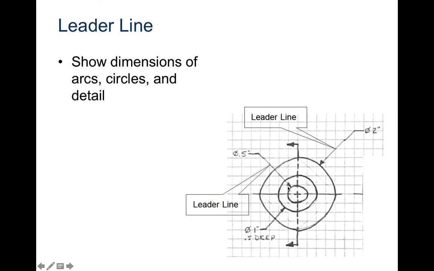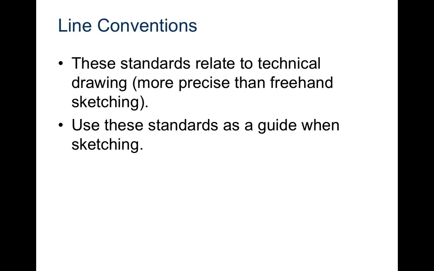So that is what a leader line does. It says, hey, this is the thing I'm pointing to. It's usually used with arcs, circles, little details, things that you want to point out. And these lines usually go at an angle, so they don't get confused with dimension lines or extension lines. These are conventions that all engineers, architects, drafters, people in construction and manufacturing would understand and agree upon, so that people can communicate their drawings and ideas better.